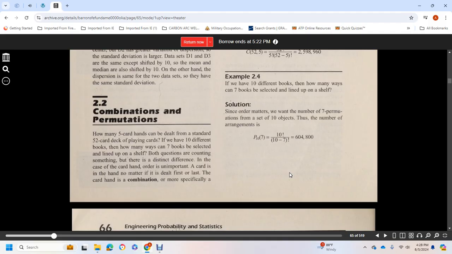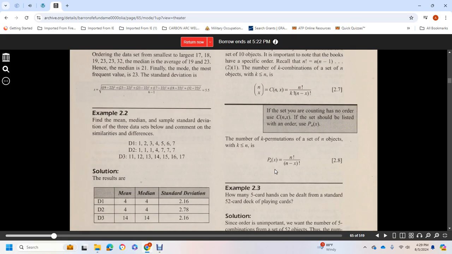Part 2, combinations and permutations. How many 5-card hands can be dealt from a standard 52-card deck of playing cards? If we have 10 different books, how many ways can 7 books be selected and lined up on a shelf? Both questions are counting something, but there's a distinct difference. In the card hand, order is not important: a card is in the hand no matter whether it is dealt first or last. The card hand is a combination, more specifically.